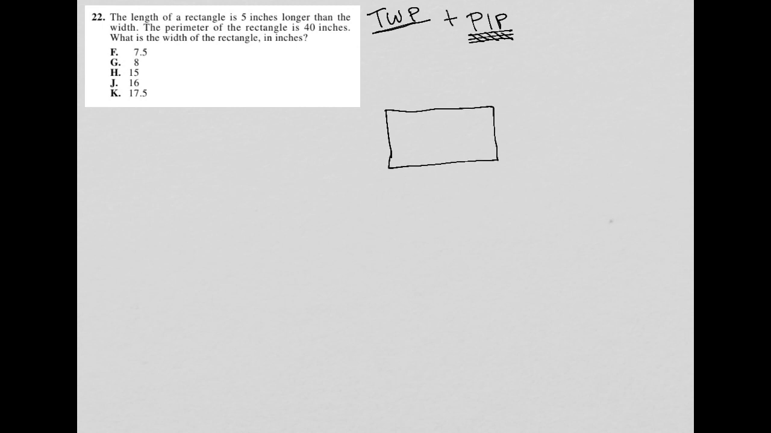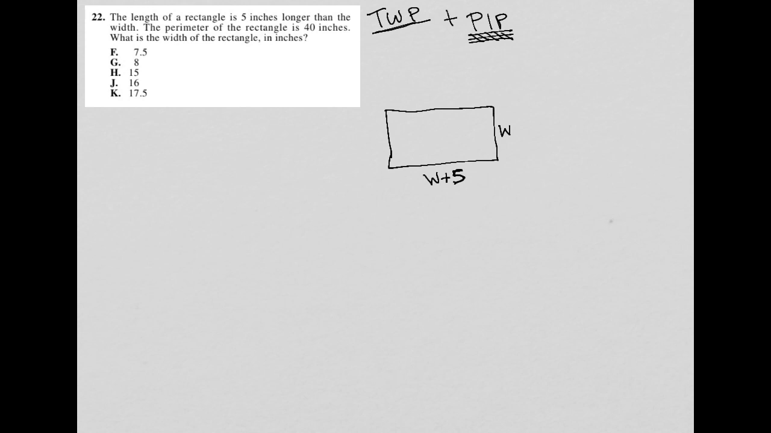Well, the length of the rectangle is 5 inches longer than the width. So if this is the width, W, then the length is W plus 5, right? Everything that we've been provided with so far is in relation to the width of the rectangle, so I'm going to use this W versus using like an L or something like that. Then the question goes on to say the perimeter of the rectangle is 40 inches.